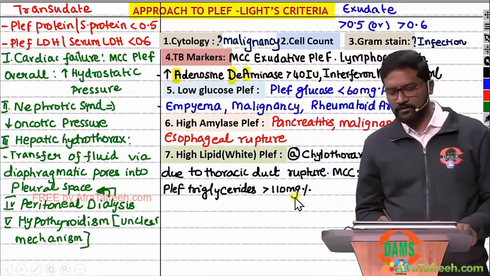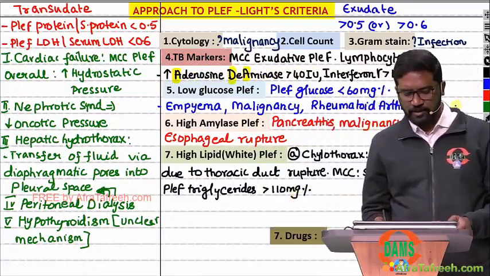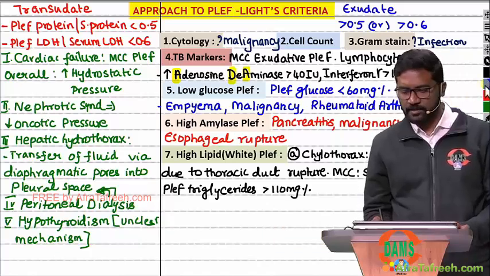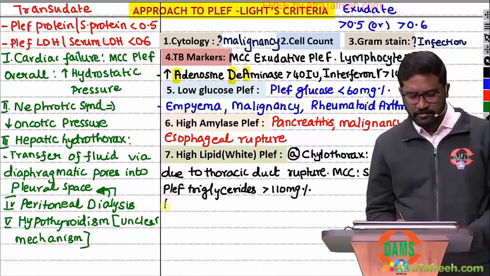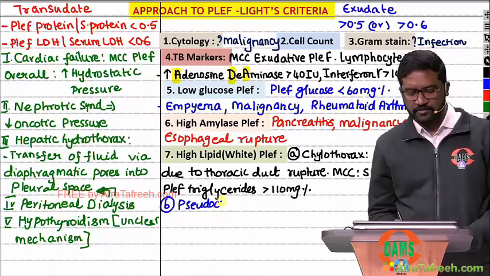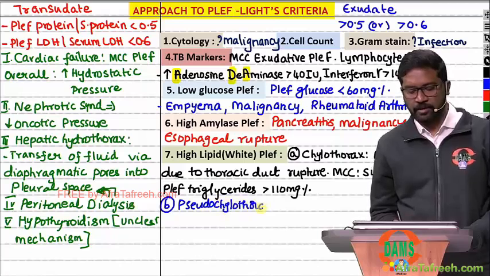Next what we have is pseudochylothorax. This pseudochylothorax is due to accumulation of cholesterol in chronic effusion.